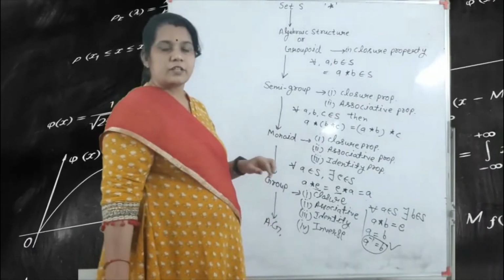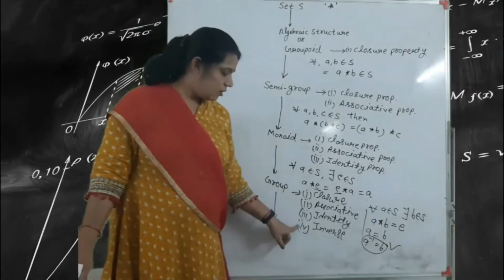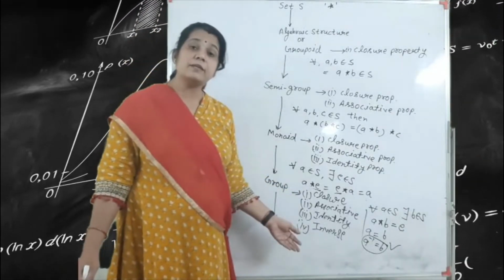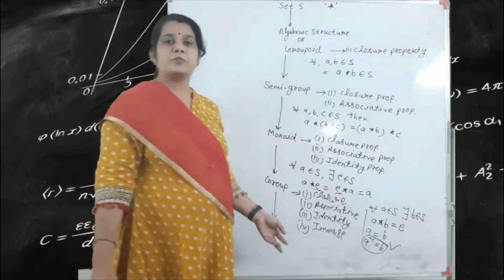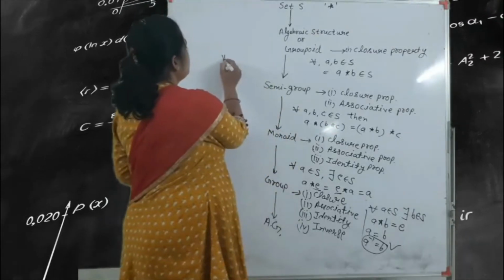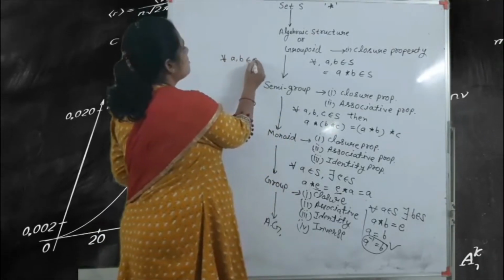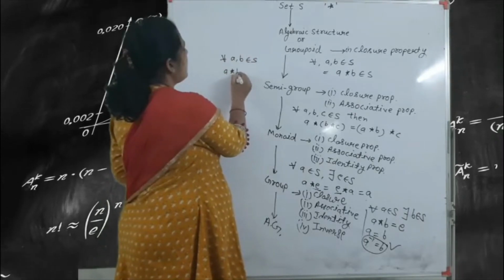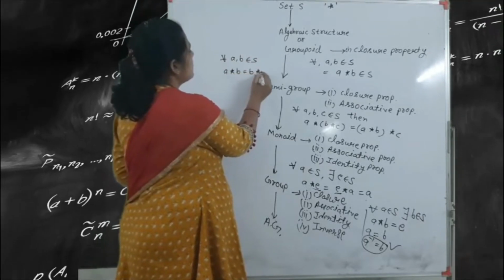Okay, so according to abelian group, we find out all these four properties, and one more property is the commutative property. So commutative property, that means what? If A comma B belongs to S, then A star B is equal to B star A.